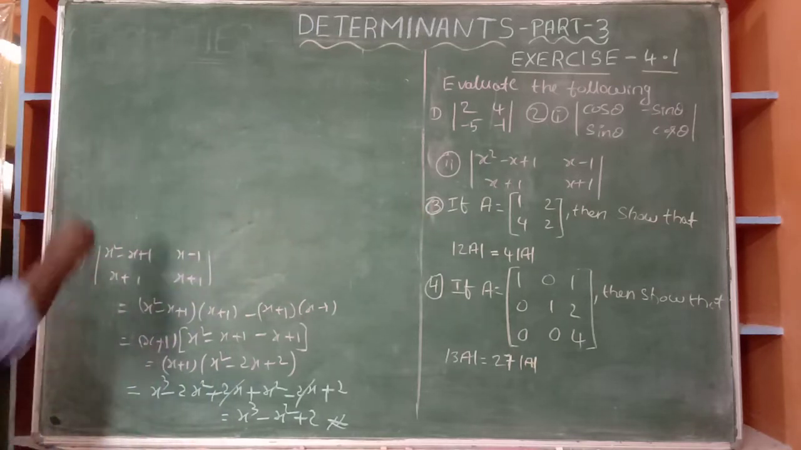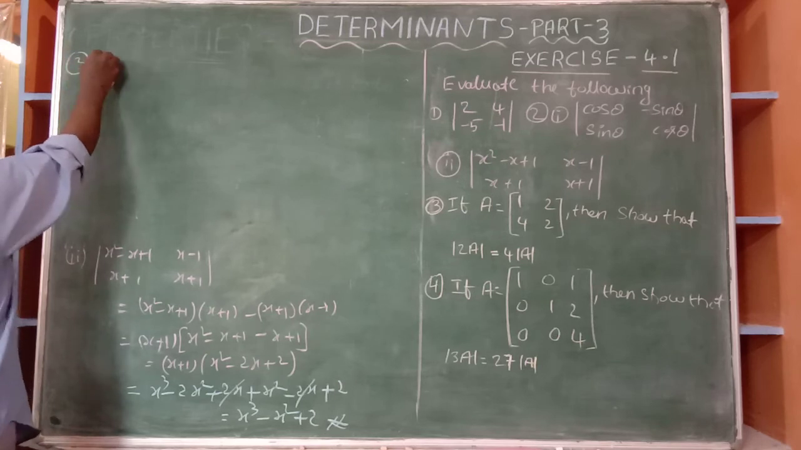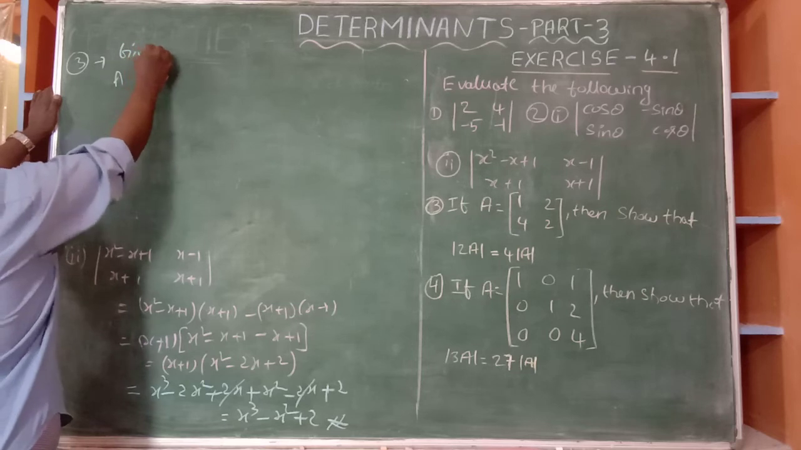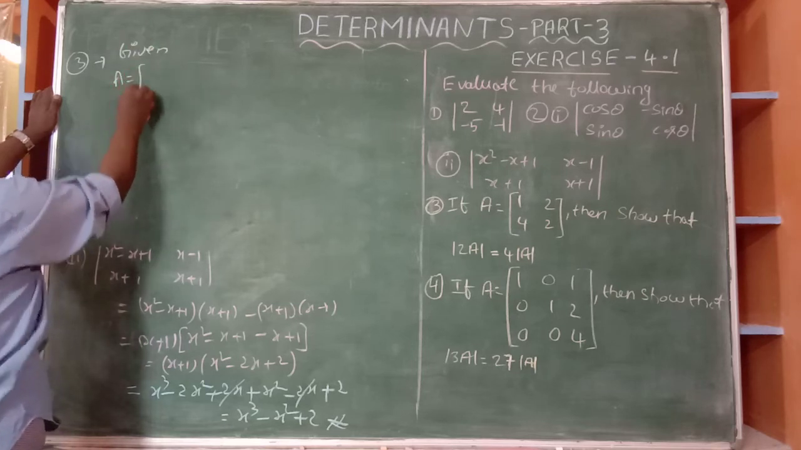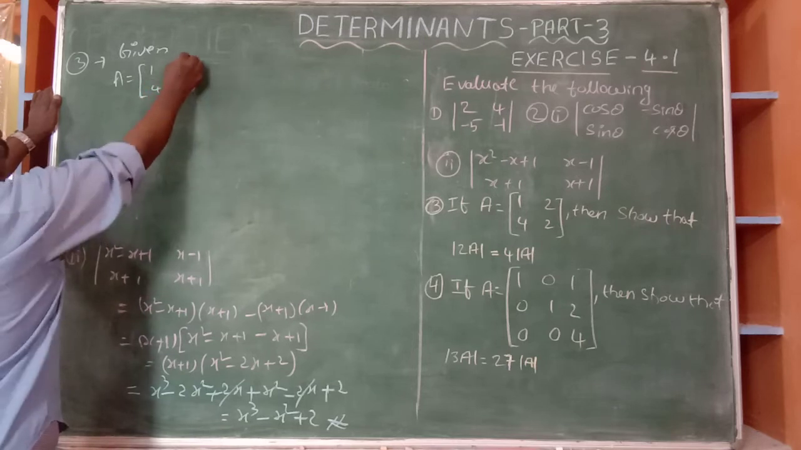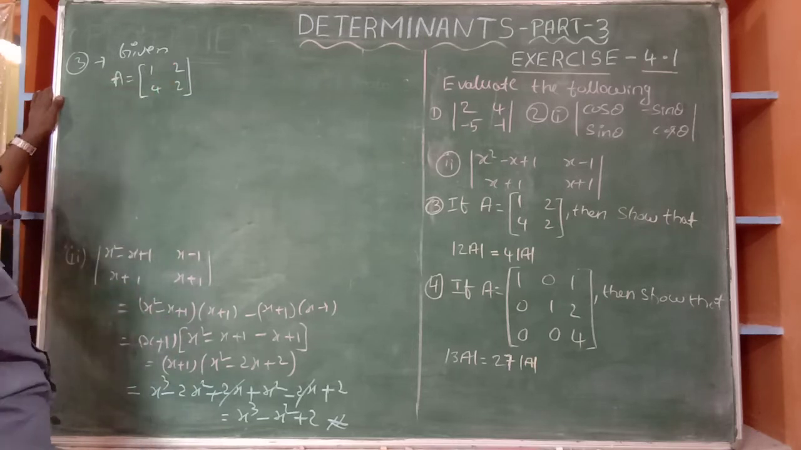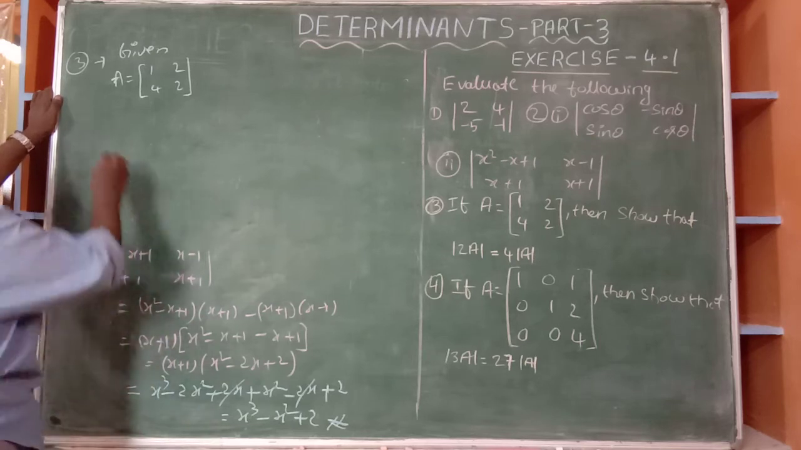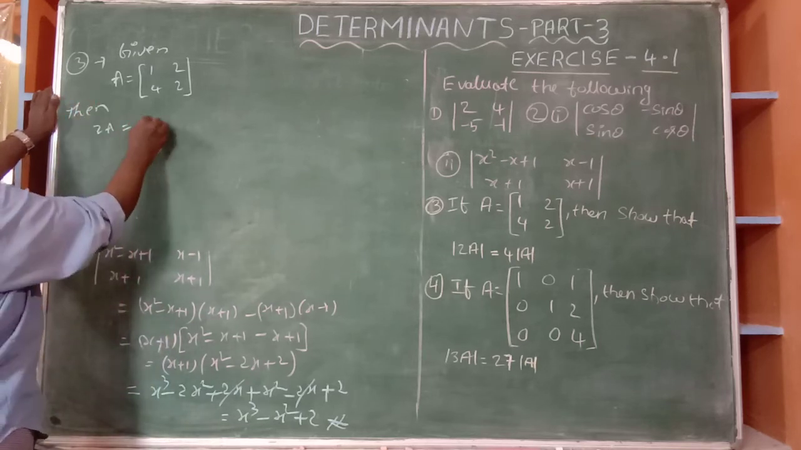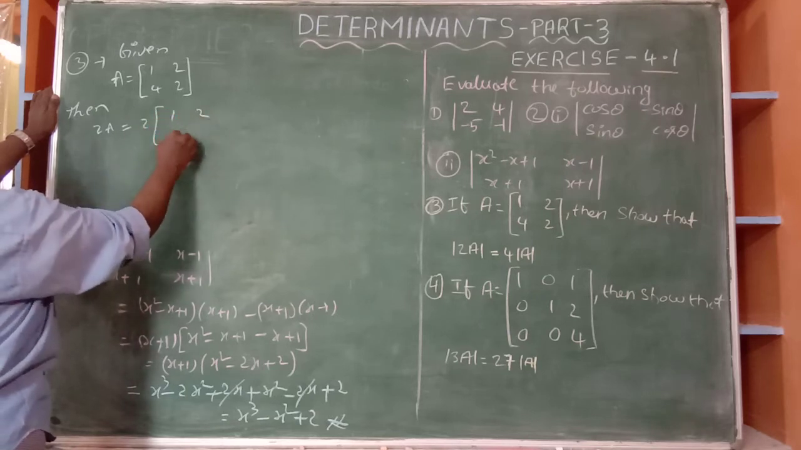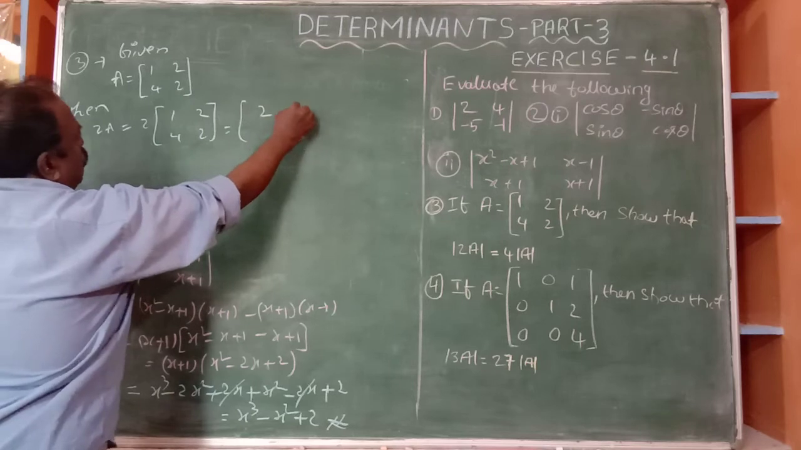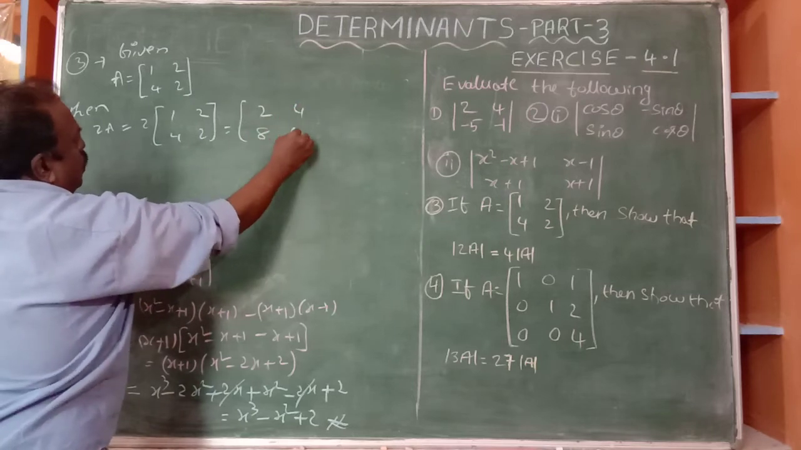See, third one. What is the third one? We are given a matrix. Given matrix A is equal to [1, 2; 4, 2]. This is A. Then we have to show that... What is 2A? Then 2A is 2 into the same matrix. 2 into 1 is 2, 2 into 2 is 4, 2 into 4 is 8, 2 into 2 is again 4.